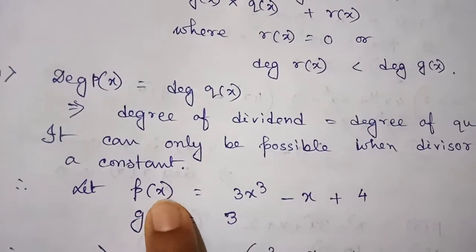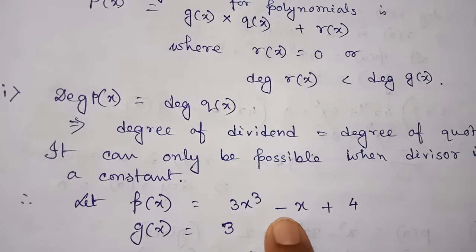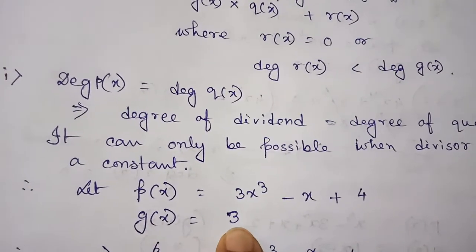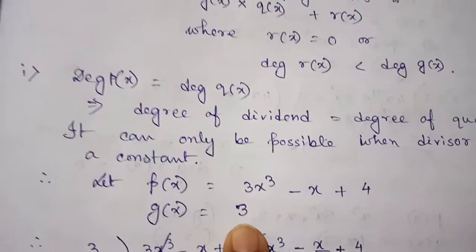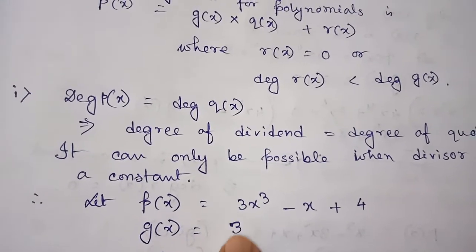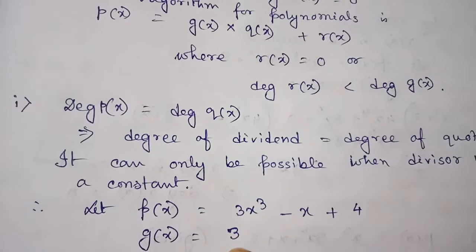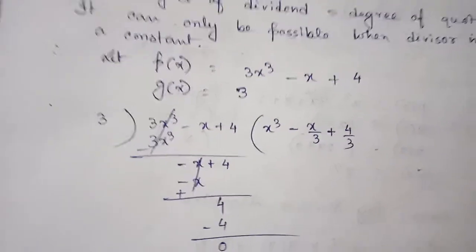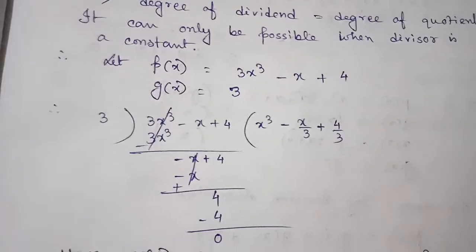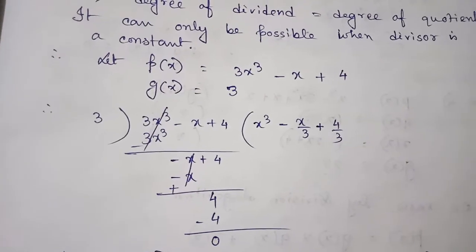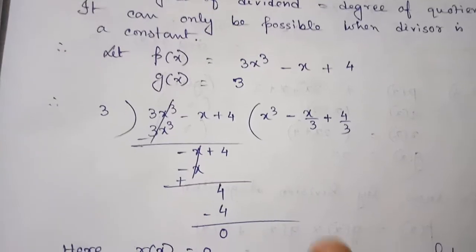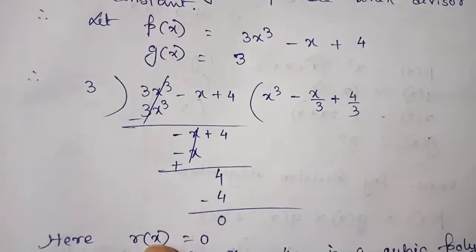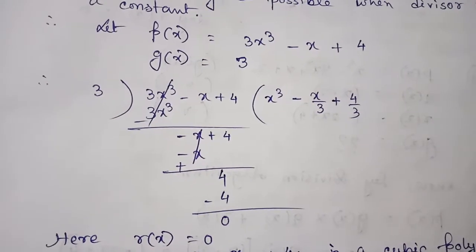P of x, that is the dividend polynomial, is 3x cube minus x plus 4. G of x equals 3. 3 means it's a constant number. Now, when we are dividing this whole p of x by 3, we are getting this process, like this. So just look at the process once. After the process we are getting the remainder as 0, so that is r of x equals 0.